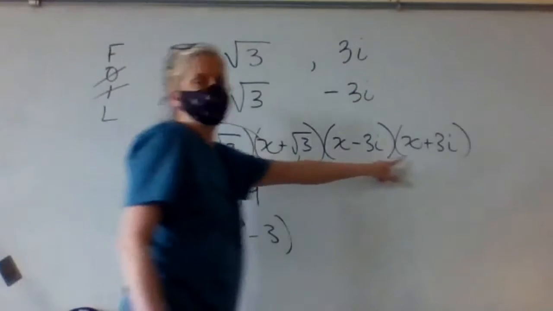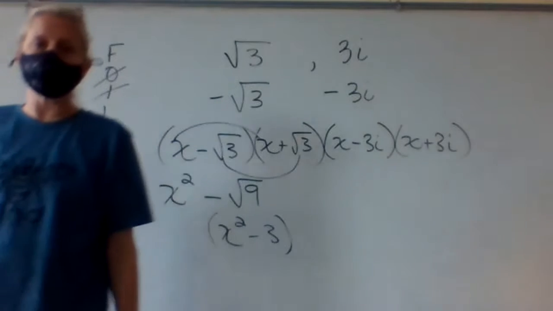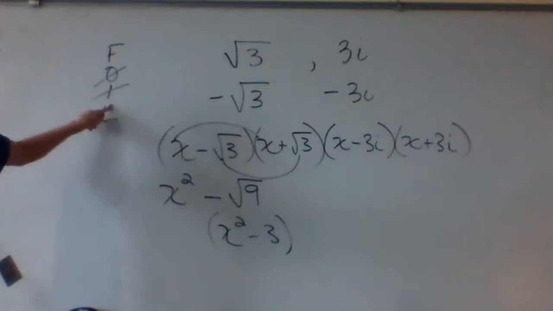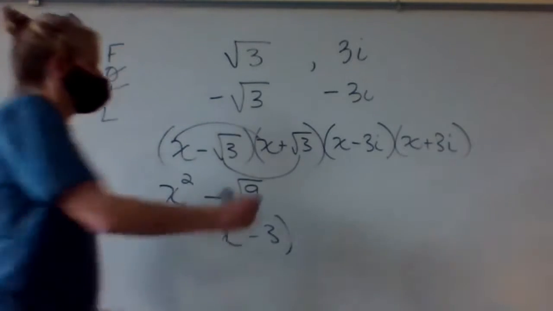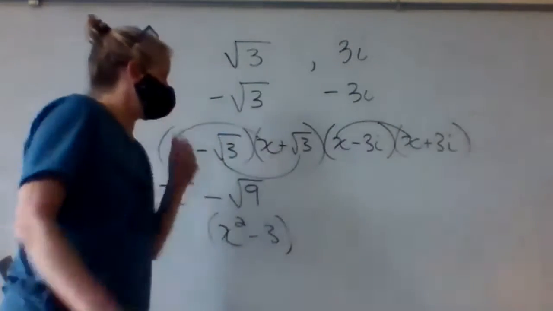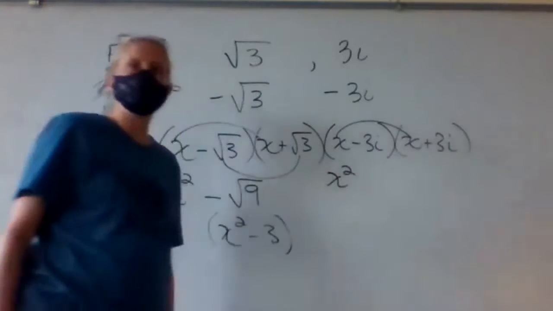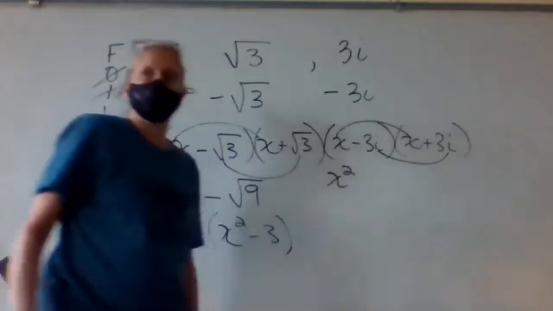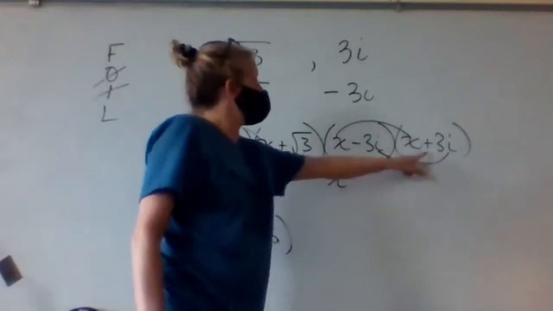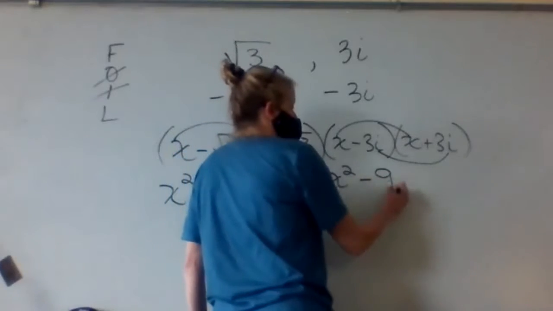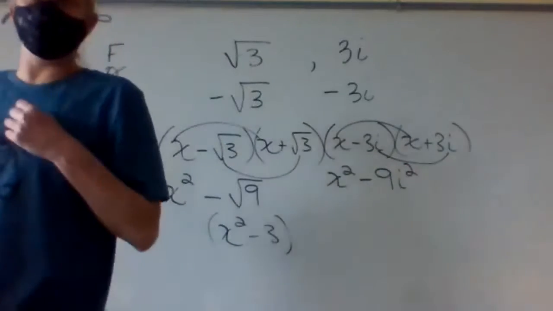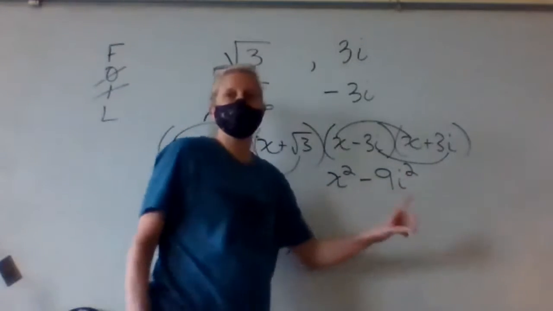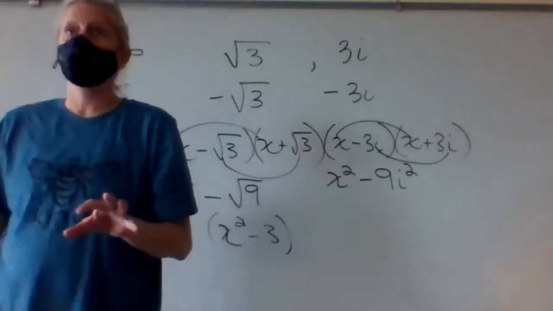I'm going to do the same thing, multiplying these together. Since they're conjugates also, I'm going to skip the outer and the inner part of FOIL. There's no reason to do it. They're just going to cancel each other out anyway. So I'll do my first. x times x, which gives me x squared. And then I'm going to jump straight to my last. Negative 3i times positive 3i is negative 9i squared. But remember, what is i squared always? What do I always turn that into? What is i squared? Negative 1.